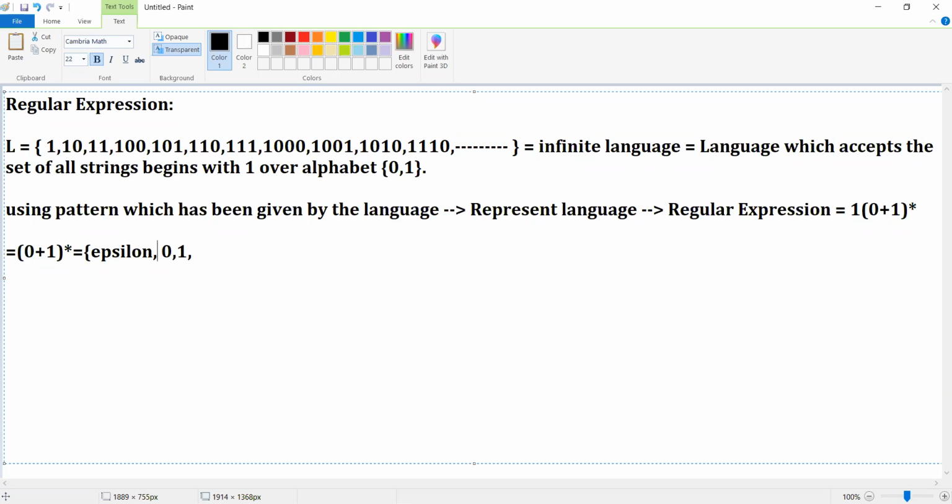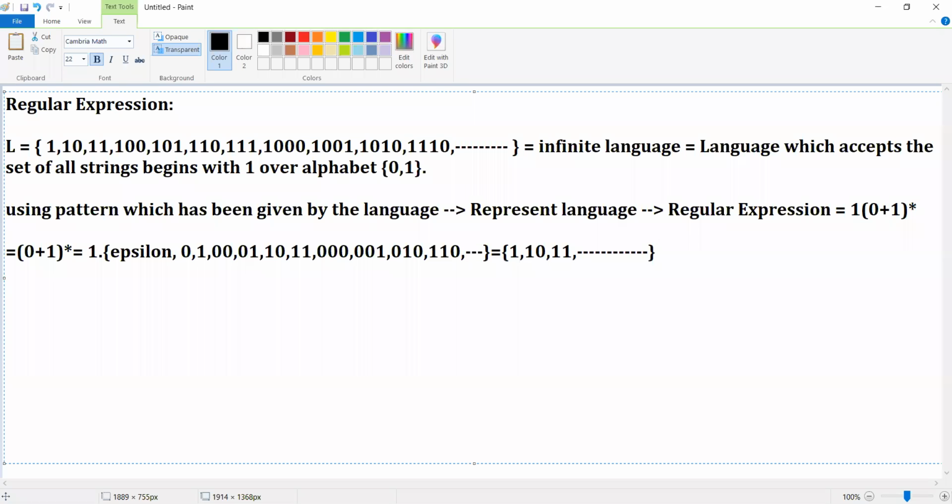So strings of length 0 will be epsilon. Strings of length 1 will be 0, 1. Strings of length 2: 0 0, 0 1, 1 0, 1 1. Strings of length 3: 0 0 0, 0 0 1, then 0 1 0, then 1 1 0. These are the strings of length 3. Like that, we need to write strings of length 4. Then when we do the concatenation with 1, automatically what answer we will get? Now we will get 1, 1 0, 1 1, and so on. So whatever language we are looking for, we are able to generate that language.